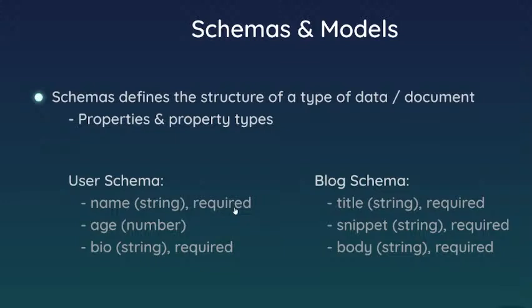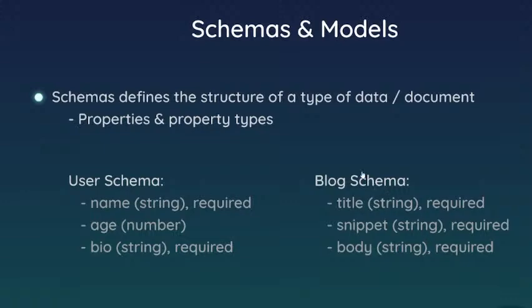Now, in our case, we're working with blogs. So we'd have a schema for a blog. Now, that's going to have three properties. It's going to have a title, a snippet, and a body, and it's also going to have an auto-generated ID property as well. Now, these properties are all going to be of type string, and all of the fields will also be required. So our schema will define the structure of our blog documents like this, and that will be the structure of documents stored in our blog collection in the database.